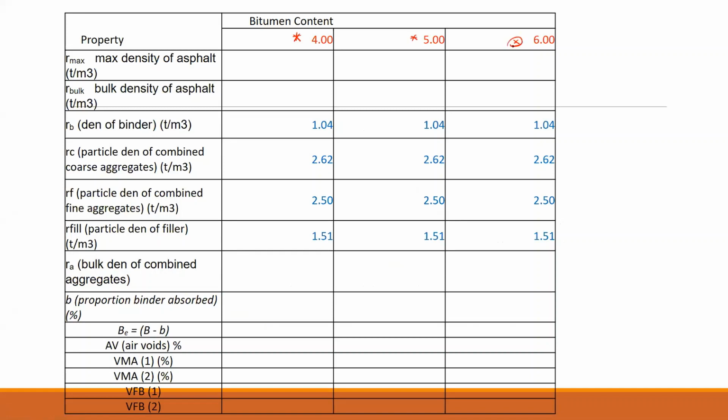You get data for all 3 bitumen contents and use those data to find the maximum density and the bulk density. These data are given to you in your lab notes. Check these values; my values will be different to what you have in the lab notes. Then use these values to find the row A, the B, the effective bitumen content, air void, the VMA, and the VFB. Equations for calculating these are given in your lab notes.